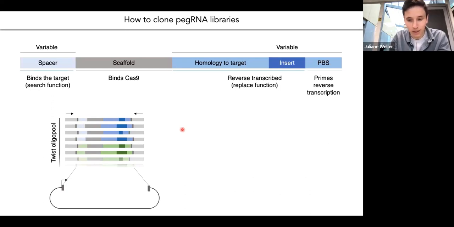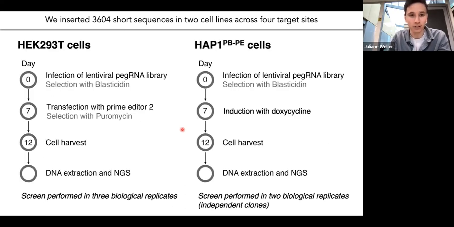Yeah, so this is how we made the libraries, and how did we perform the screen. We first had the pegRNA libraries. We put them into cell lines. We selected the cells that got a pegRNA using blasticidin. And then for the HEK293T cells, we transfected in the prime editor transiently, and we could select for the transfected cells using puromycin. After 5 days of editing, we harvested the cells, extracted the DNA, and read out the edits in the library.